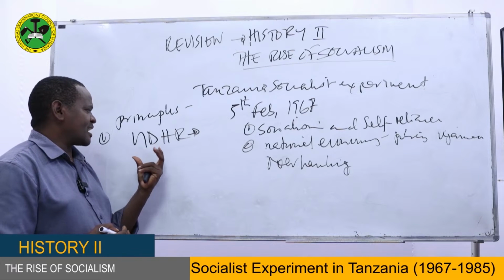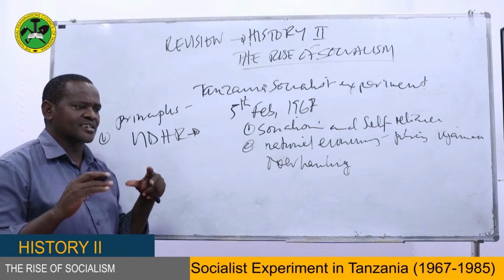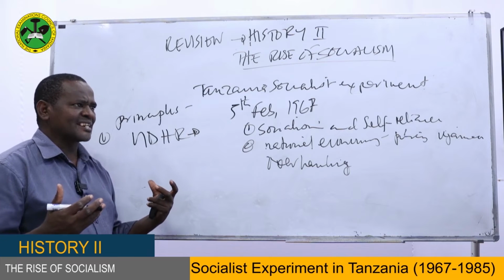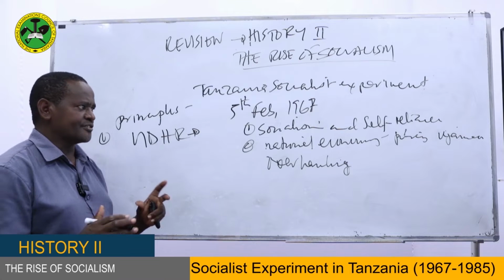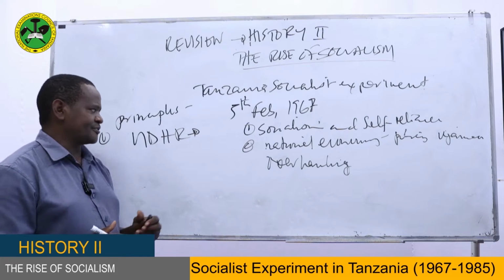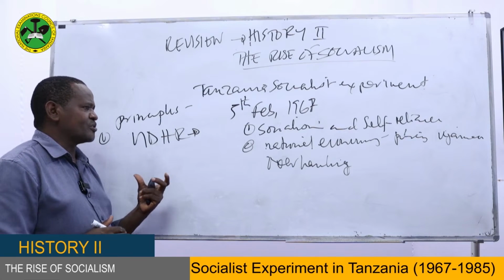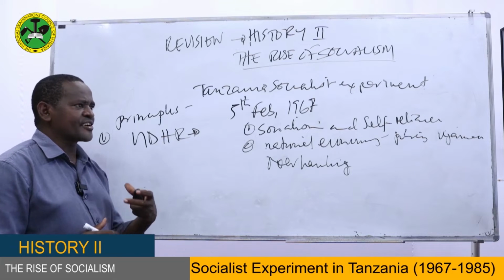In fact, the Arusha Declaration has professed that all people are equal, regardless of their color, regardless of their tribe, regardless of their places of origin. So they have to be respected. So the Arusha Declaration was introduced in order to restore the respect of human rights.